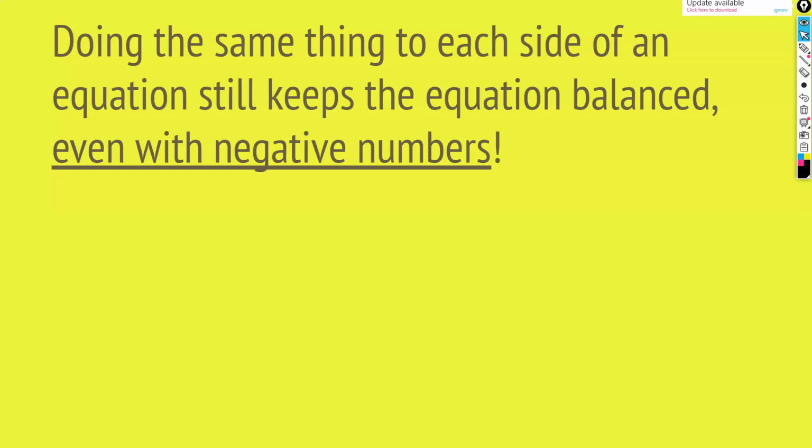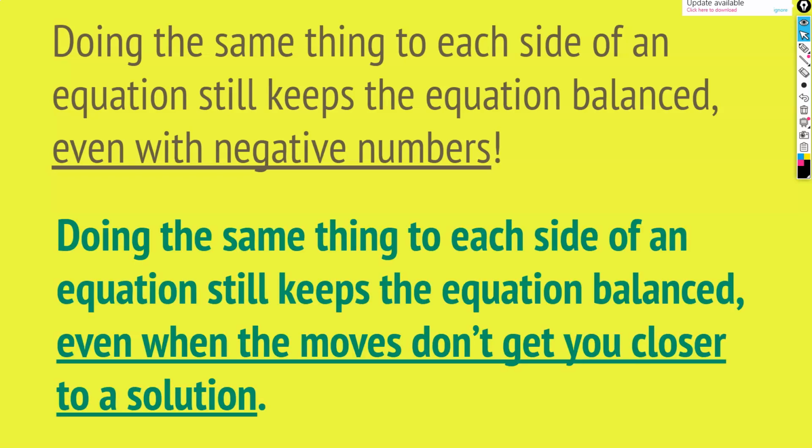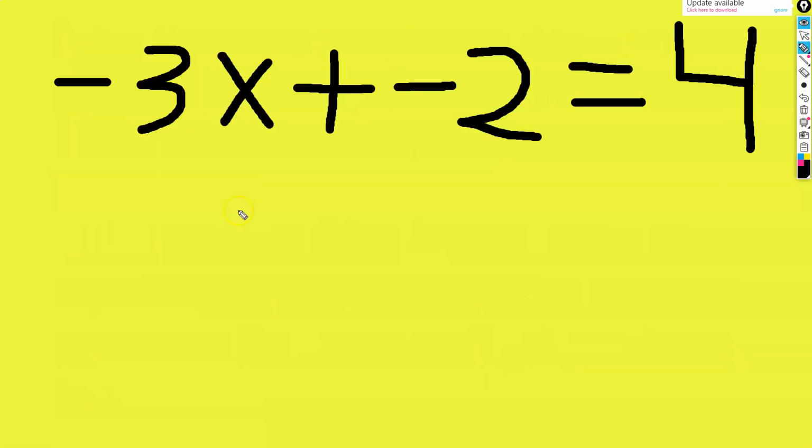When we're solving an equation that includes negative numbers, we still need to keep both sides of the equation balanced. That means whatever we do to one side, we have to do the same thing to the other side too. Doing the same thing to both sides of an equation will always keep it balanced, but it doesn't always help you get closer to your solution. You need to choose strategically what you're going to do to both.